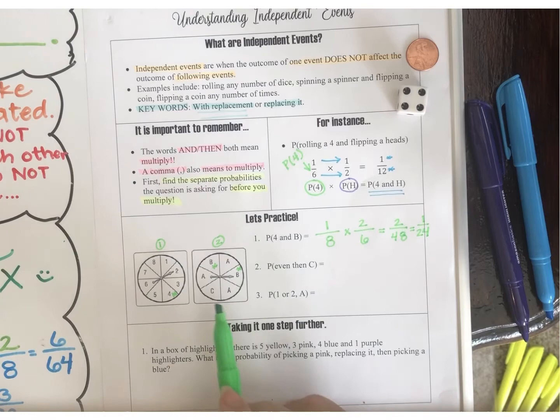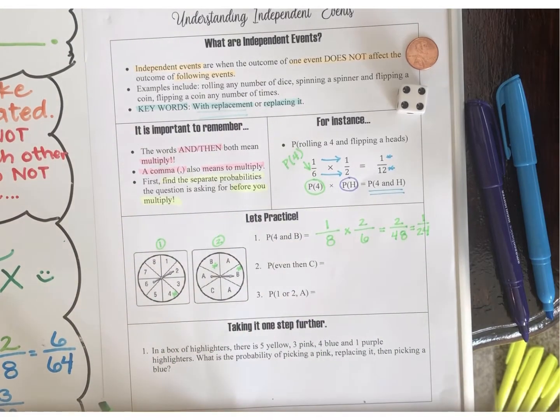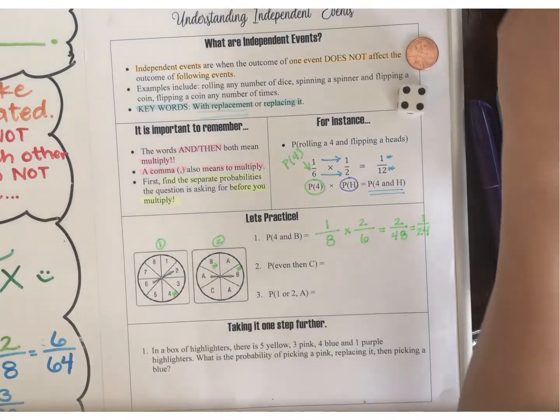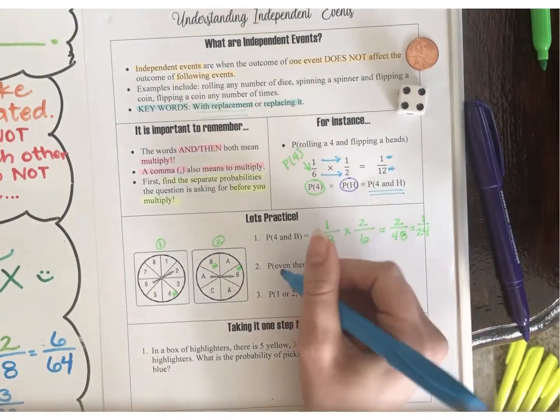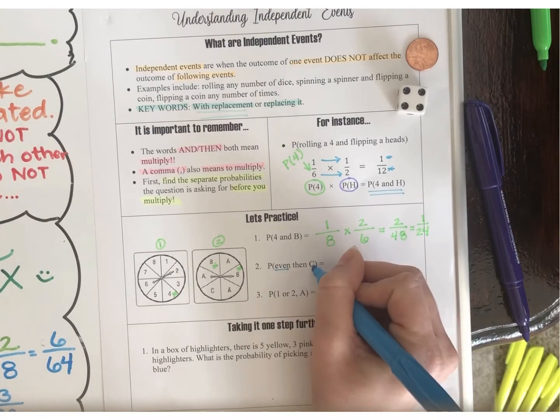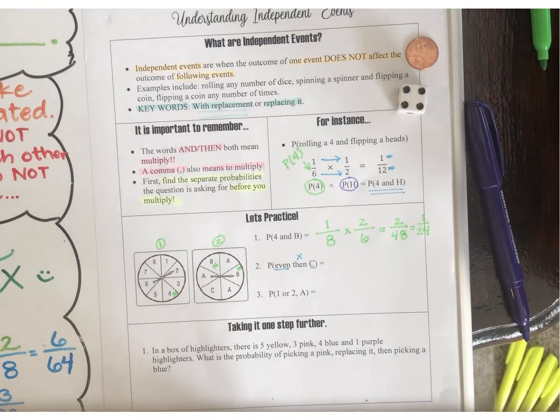So the probability of spinning a 4 at the same time that we spin a B is 1 out of 24. For number 2, we're looking for even, then C. Remember, then was keyword for multiply.